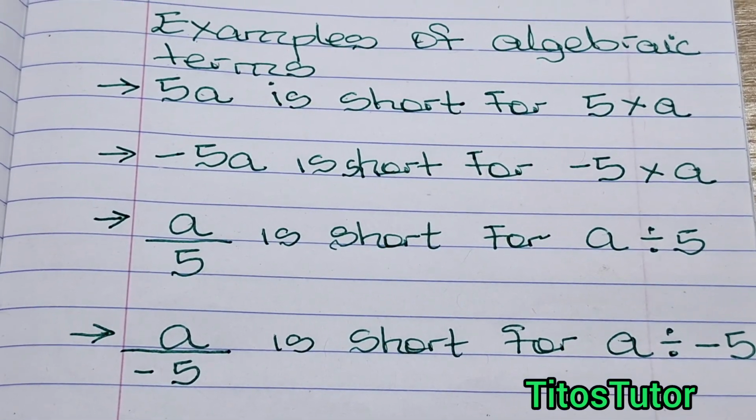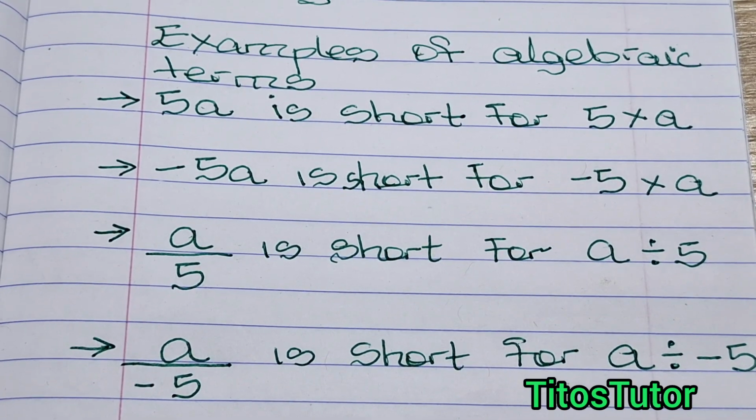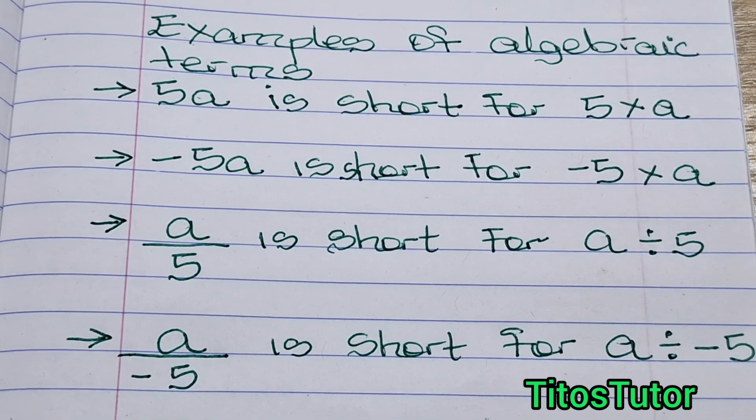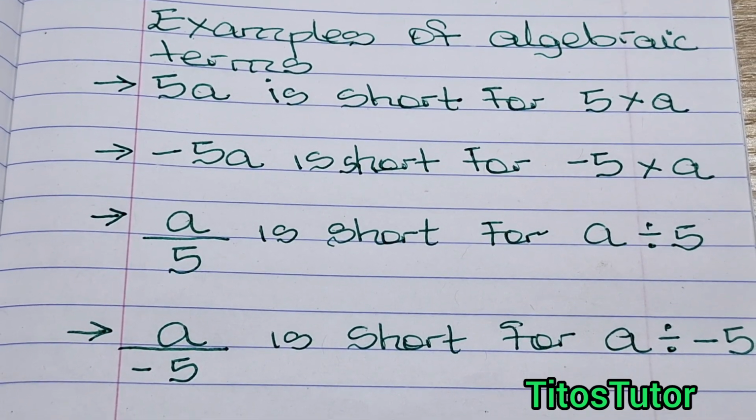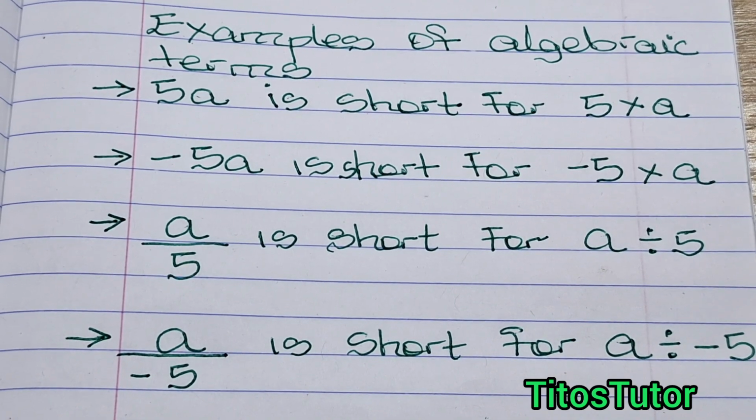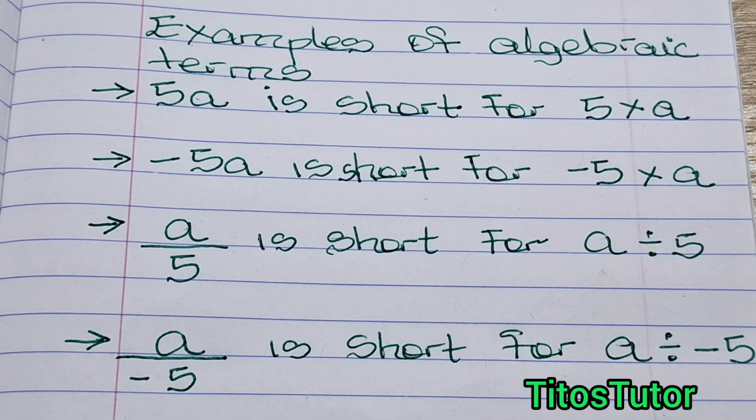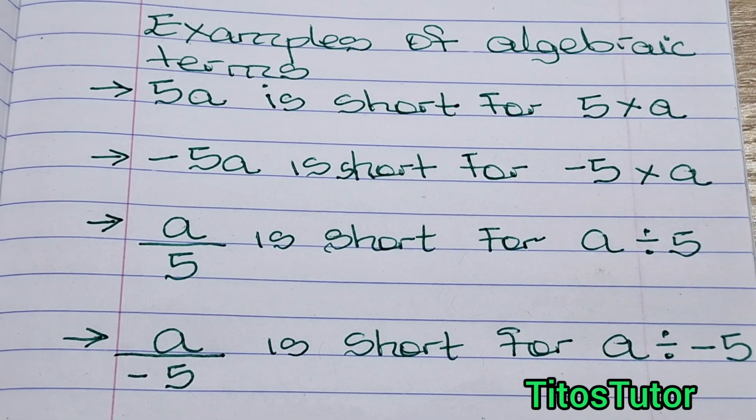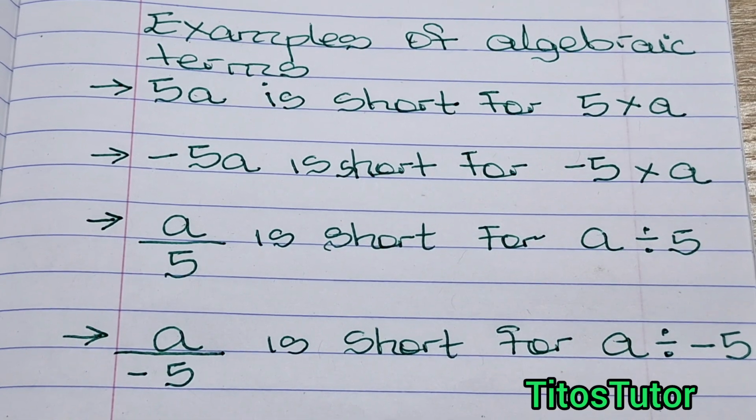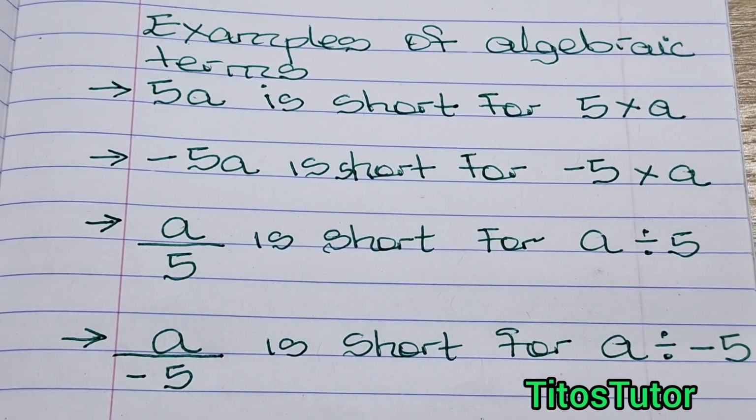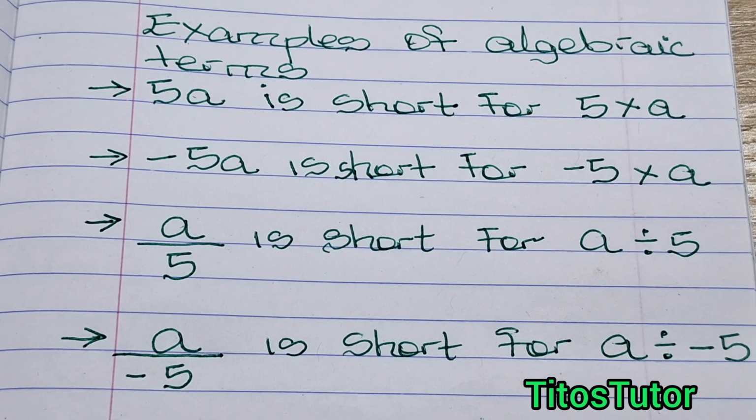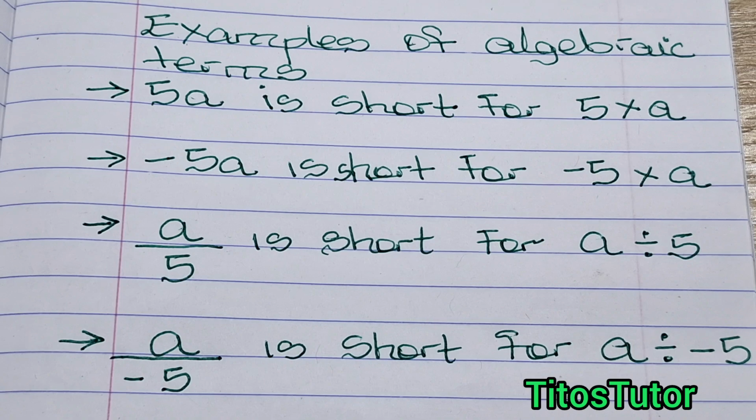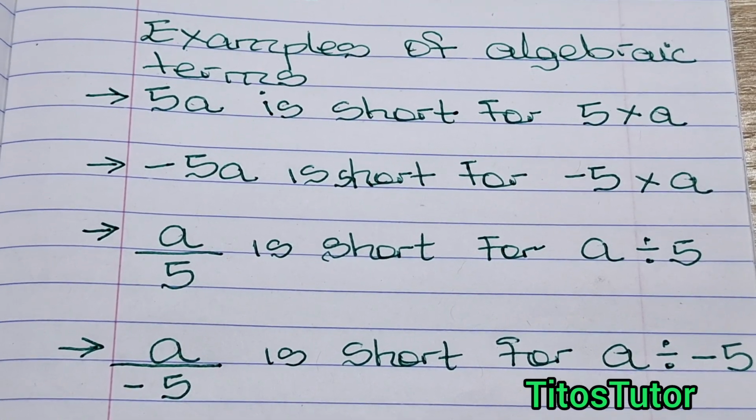So here are examples of algebraic terms. If I say 5a, it actually means 5 multiplied by a. If I say negative 5a, it actually means negative 5 multiplied by a. If I say a over 5 or 1/5 of a, it actually means a divided by 5. If I say a all over negative 5, it means a divided by negative 5. So these are algebraic terms and how to actually break them down.